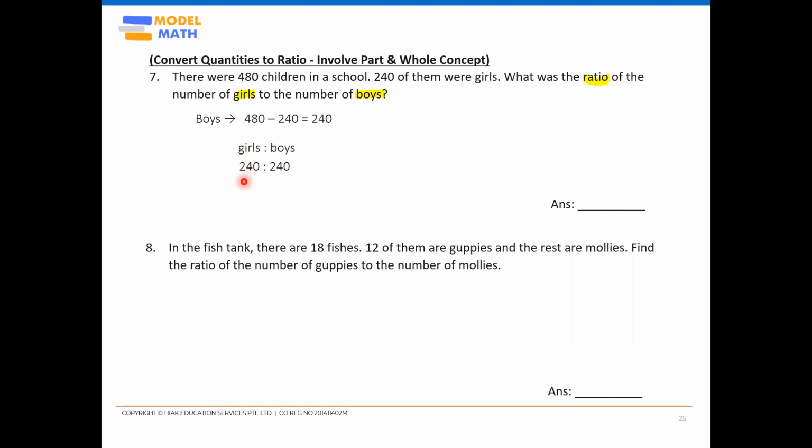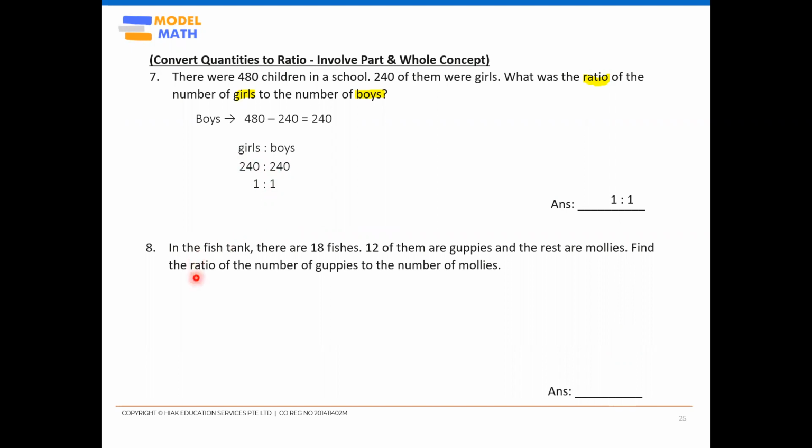Now, in this case, as we can see, there is the same number of girls and boys. So to simplify means to divide by the same common number on both sides. And that means I can divide by 240 on both sides, and that leaves us with 1:1. So when you have an equal number of people for both groups, your simplest ratio is always 1:1. Okay. Now I'll go through one more example.